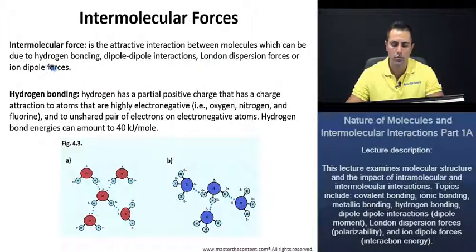And let's begin here with hydrogen bonding and take a look at what hydrogen bonding is. We'll begin here once again with a definition. Hydrogen bonding. Hydrogen has a partial positive charge that has a charge attraction to atoms that are highly electronegative, that is oxygen, nitrogen, and fluorine, and to unshared pair of electrons on electronegative atoms. Hydrogen bond energies can amount to 40 kilojoules per mole.